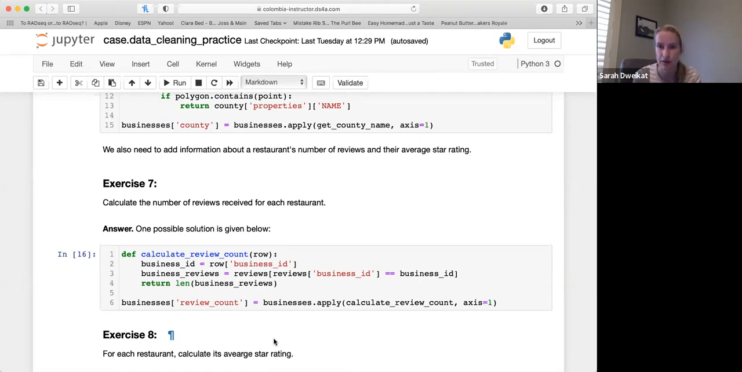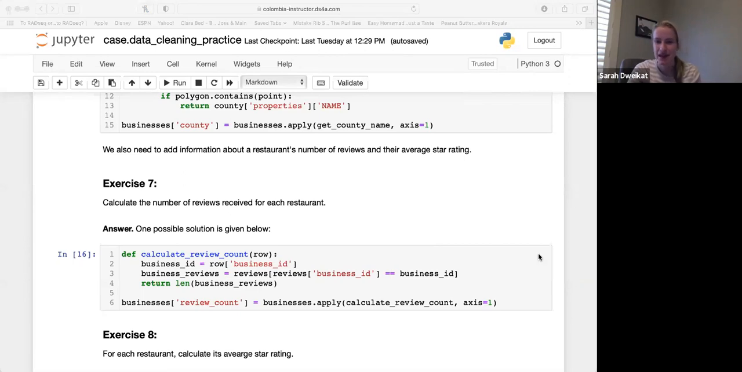So remember, our star ratings are in the reviews data set. That's how we got stars, and it was 1 through 5. So we want to calculate the average there for each business. Let's take a couple of minutes to work on that. I'll keep an eye on the live chat if you had any questions about exercise 7, what we were doing, or any previous exercises. And if you wanted me to repeat the explanation for any of them while we're working on exercise 8, just let me know. I'm happy to go over anything that was confusing.